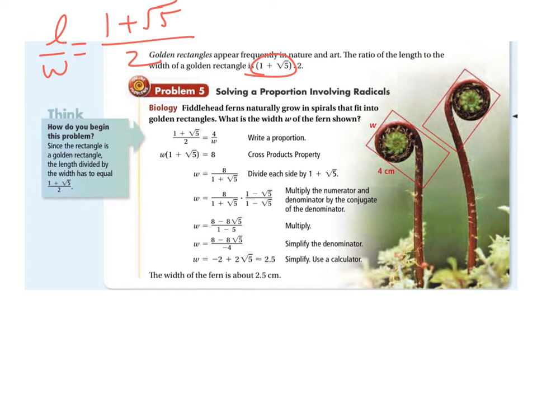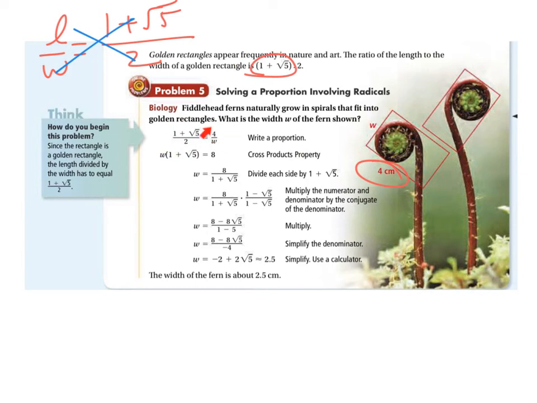Now, here's the thing. I'm going to give you the length. I'm going to tell you the length is 4 centimeters, and you're going to solve for the width. That's just going to be a little bit of cross-product fun. So what this looks like here, we've got 1 plus square root of 5 for the length, and again, the length is 4. 2 for the width, again, in the ratio itself for the golden rectangle, and then W is the unknown width that we're solving for.